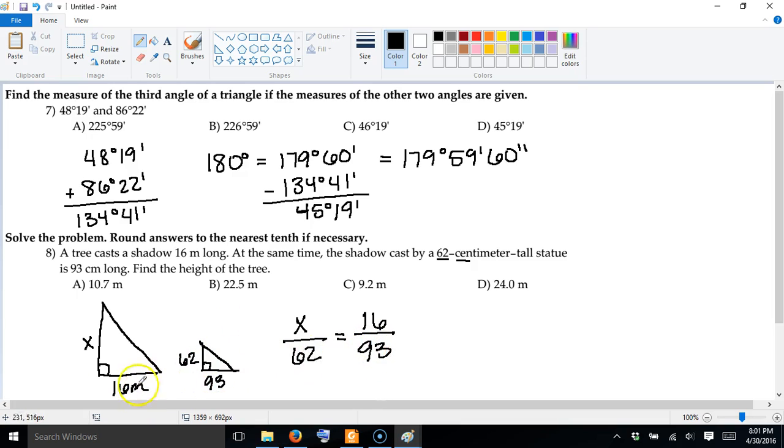Okay, so let's solve this. So what we get is, we'll multiply both sides by that 62, and x is equal to, if you round it, 10.7. That's meters. And that is one of our answers. There we go. And we're done on this one.